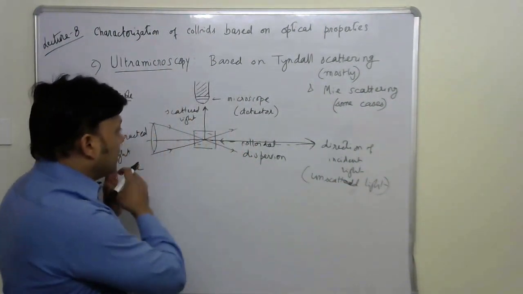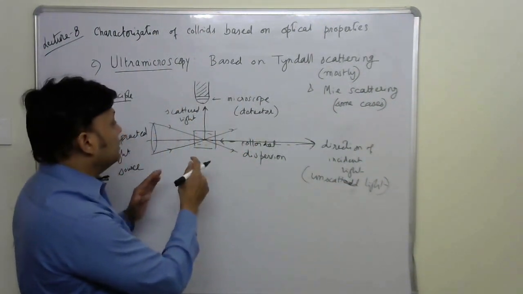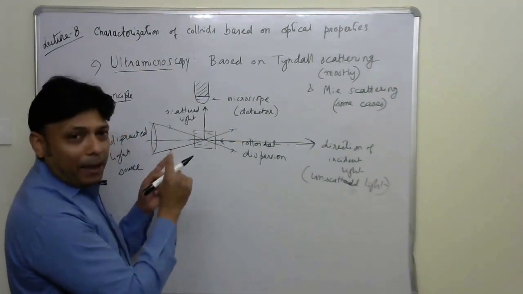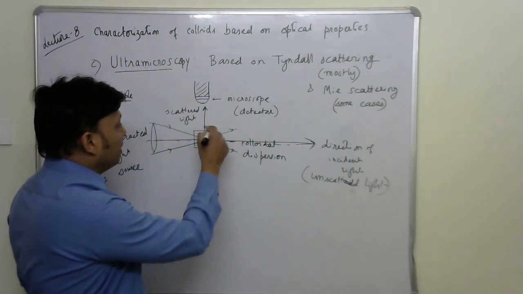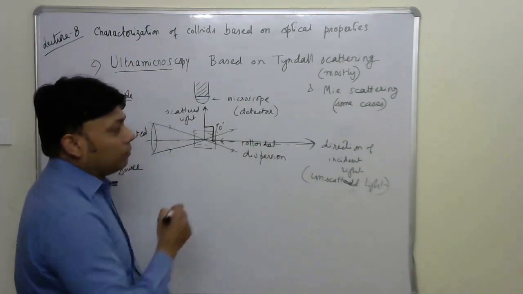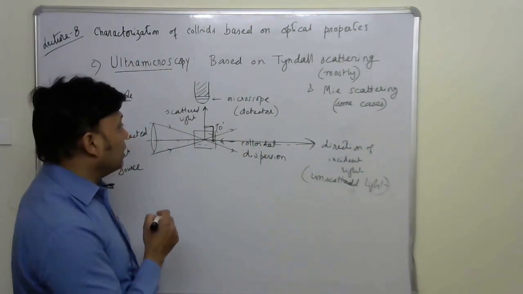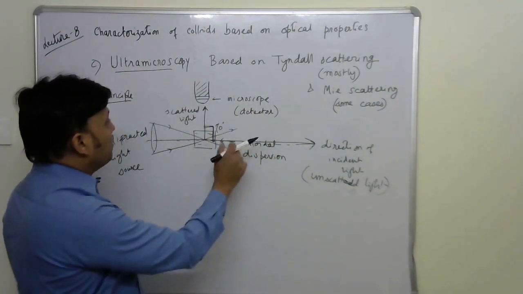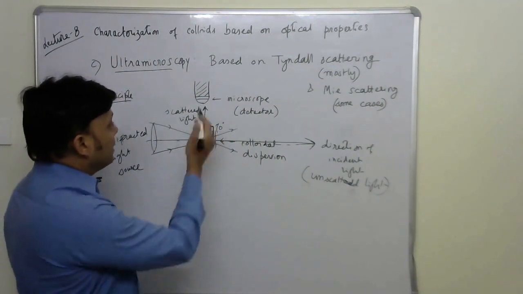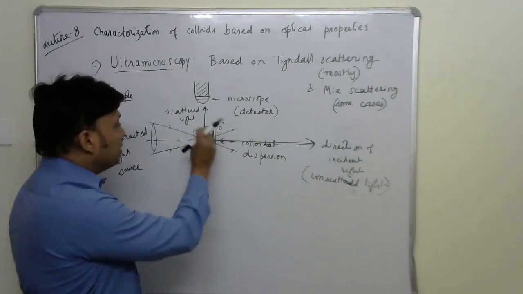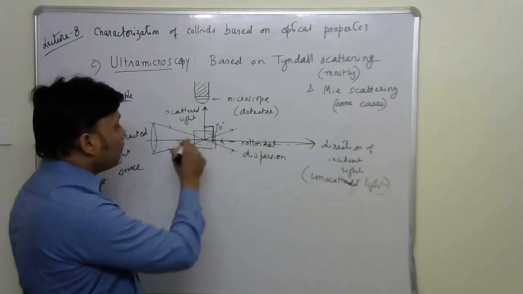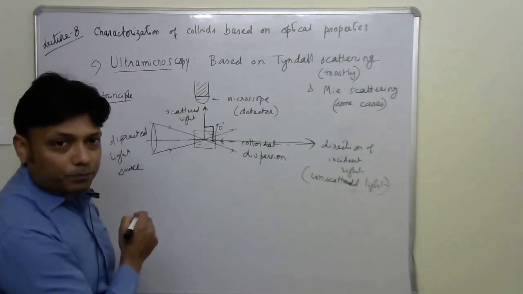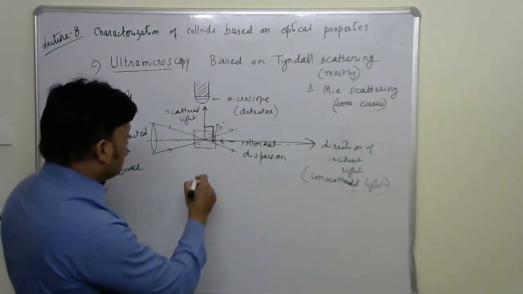But when the light scattering happens, the probability of finding the scattered light is the maximum at an angle of 90 degrees with respect to the incident direction of the light. So once the microscope is kept at an angle of 90 degrees with the incident beam, whatever scattered signals are coming from the Tyndall effect from this solution are going to be captured by the detector of the microscope. And as a result, what happens?